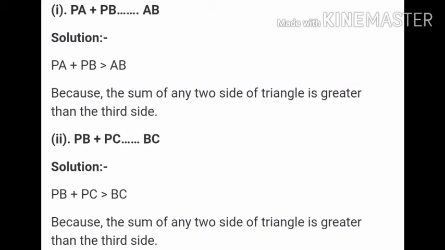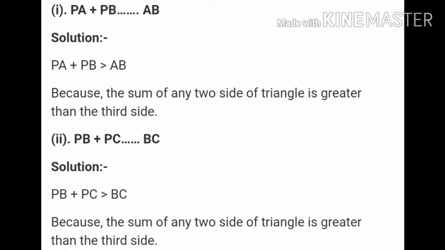P is a point, given in the interior of triangle ABC. ABC is a triangle and P is a point in its interior, and you have to fill in the blanks. You have to fill the blanks which are given. First it is asking PA plus PB is dash AB, so you have to fill less than, greater than or equal. So here it will be greater than, because we know the sum of any two sides of a triangle is always greater than the third side.